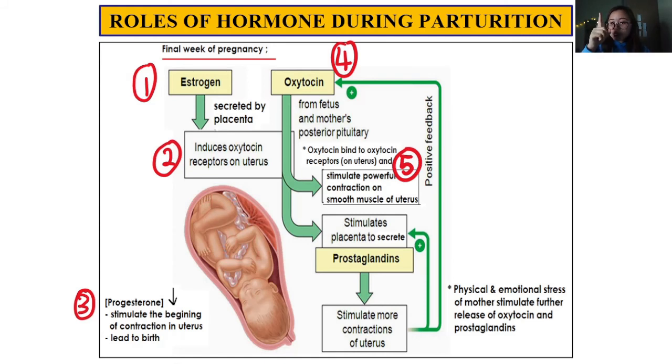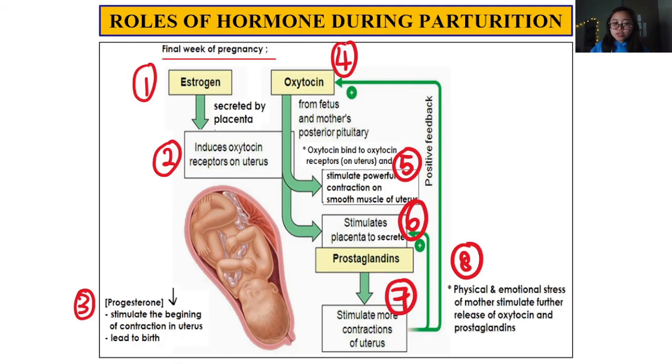So sini oxytocin menyebabkan contraction. At this point, oxytocin will also stimulate the placenta to secrete prostaglandins. Oxytocin suruh placenta hasilkan prostaglandin. Prostaglandin will stimulate more contractions on the uterus. So the uterus contracts even more. And this contributes to the positive feedback loop.